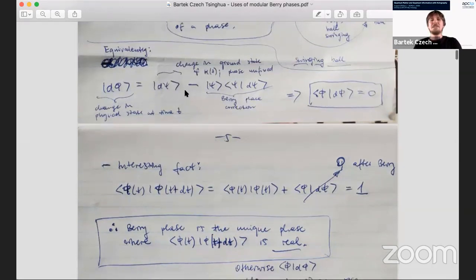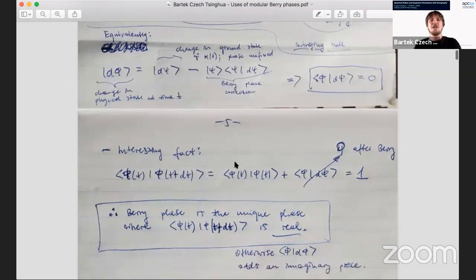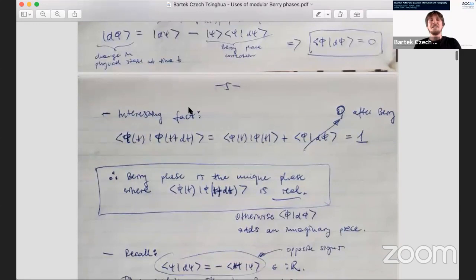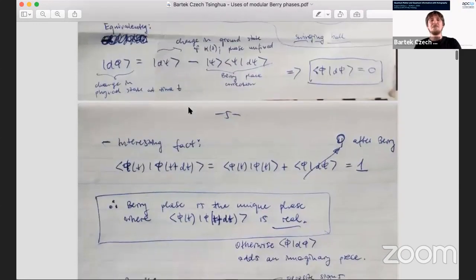Now, notice that this equation immediately gives me ⟨φ|dφ⟩ = 0. So if I just put in φ here, you will see that ⟨φ|dφ⟩ is equal to ⟨φ|dψ⟩ minus ⟨φ|ψ⟩⟨φ|dφ⟩, and that object vanishes. So that's another way of saying it.